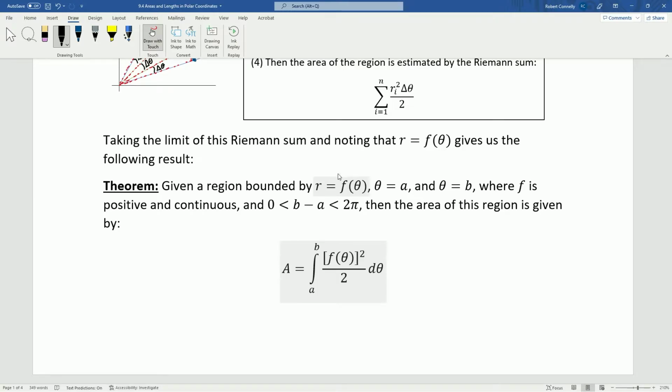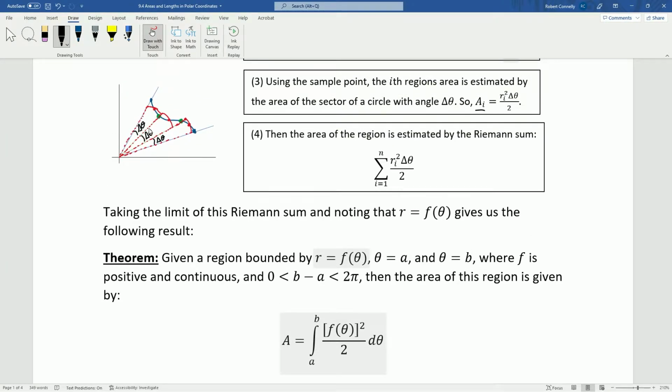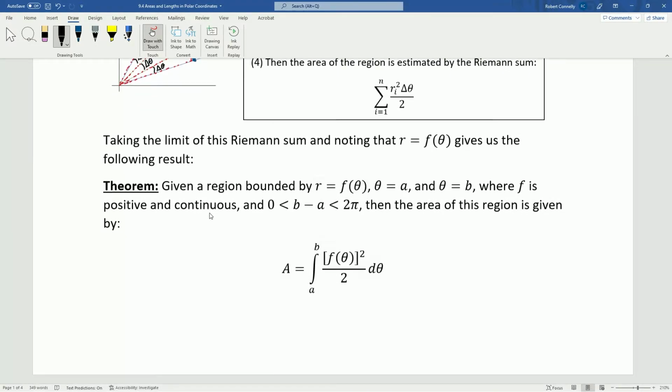So keep in mind, our r that we were using in this formula before is really the output of the function f of theta, so we're replacing r with f of theta, so we get f of theta squared over 2 d theta. Now, one other tiny detail: b minus a is in between 0 and 2 pi. That should make sense because if the subintervals covered more than 2 pi, then you would start computing the same area multiple times. So that wouldn't be very helpful.